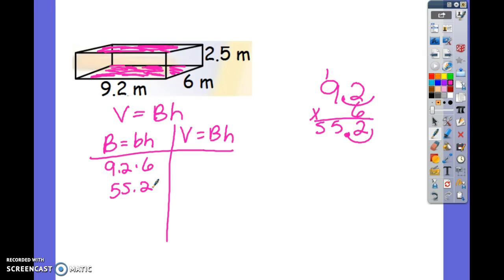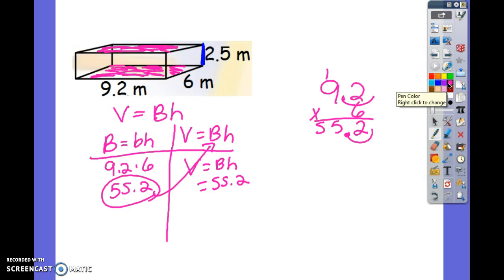Now the area of the base needs to be substituted into the formula over here for the capital B, which stands for the area of the base. So for the volume, we have volume is equal to the area of the base times the height. The area of the base is 55 2/10. The height is the height of the prism, which is the distance between the two bases. So it is 2 5/10.